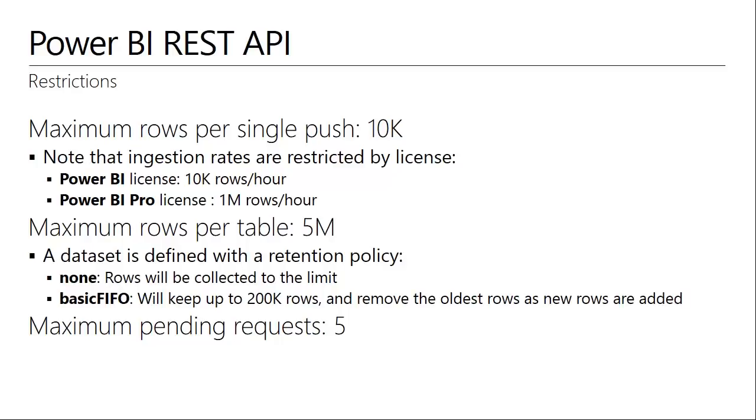There are restrictions. The maximum rows per single push is 10,000, and note that ingestion rates are also restricted by license. In the Power BI license, there's support for 10,000 rows per hour, with the Power BI Pro license, 1 million rows per hour. The maximum rows per table is 5 million, although a dataset is defined with a retention policy, and so none would mean that the rows would collect to the limit, but by specifying a basic FIFO, it would keep up to 200,000 rows, removing the oldest as new rows are added. The maximum number of pending requests is 5.